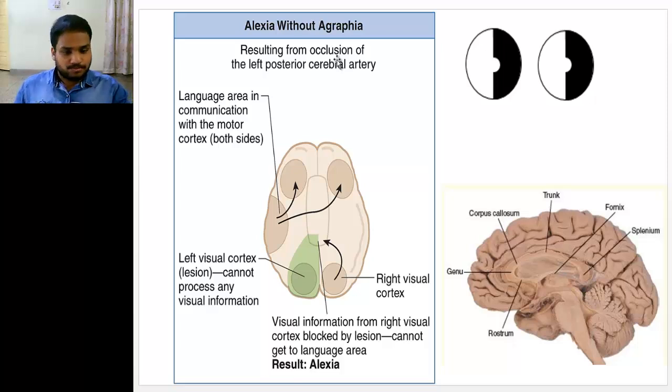So that is also due to occlusion of the distal posterior cerebral artery with involvement of the corpus callosum, the splenium of the corpus callosum.